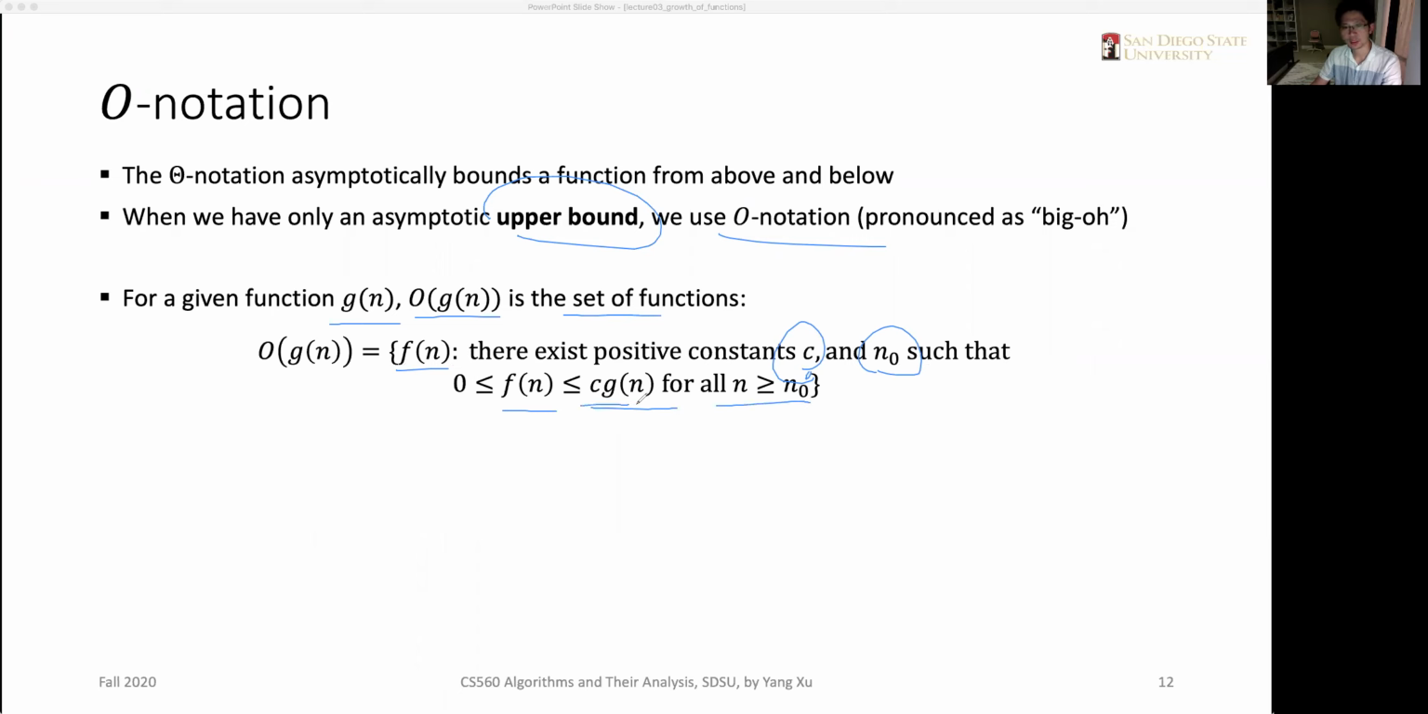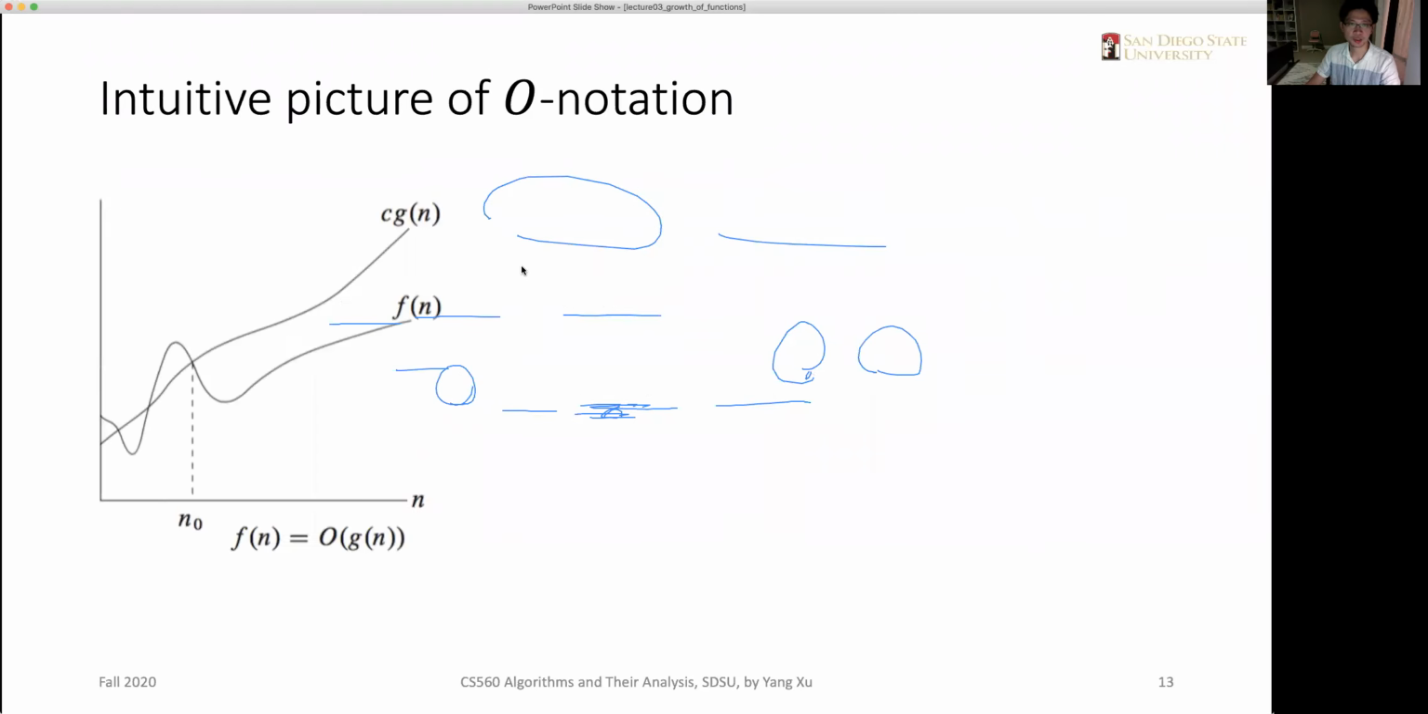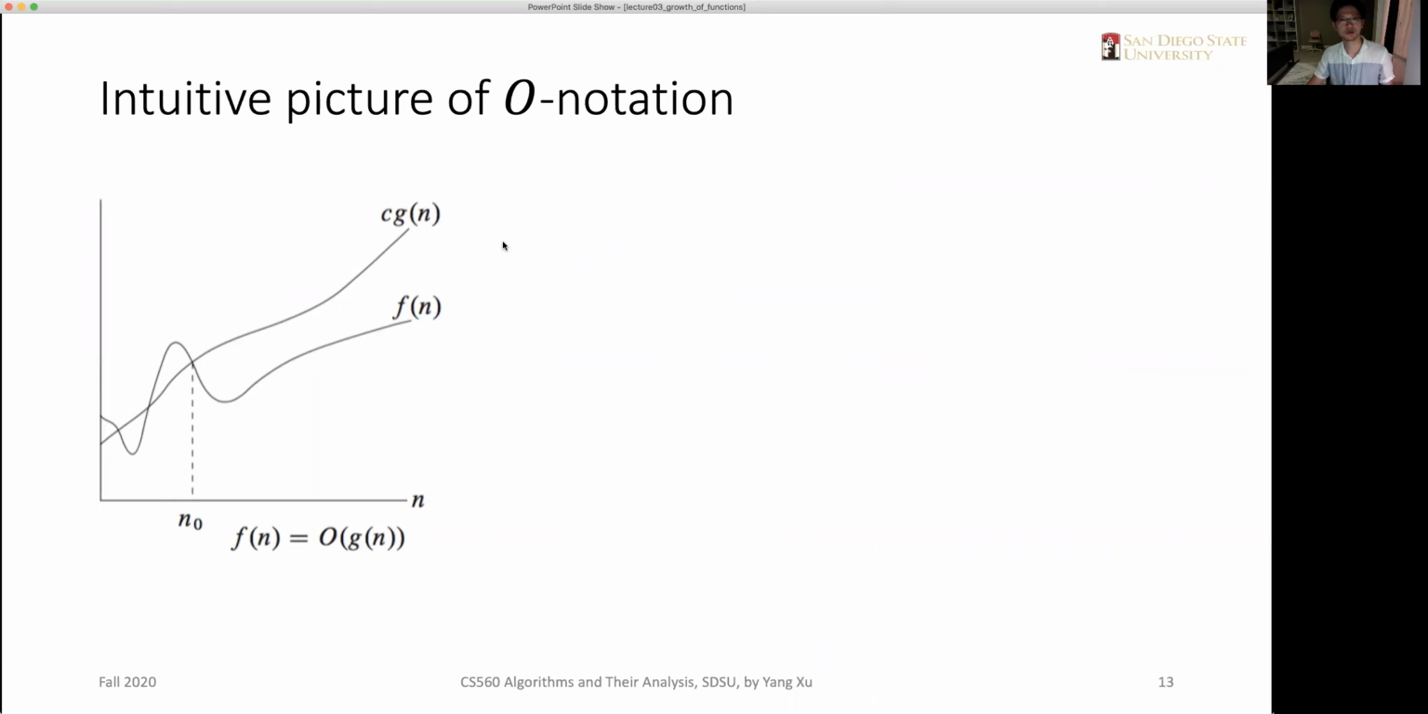So we only have one side. On the other side, there's also a greater than 0 requirement, but g of n only appears on the right side. It only serves as the upper bound. Intuitively, we can think of big O as something that's always above. Big O is always something above the target function.